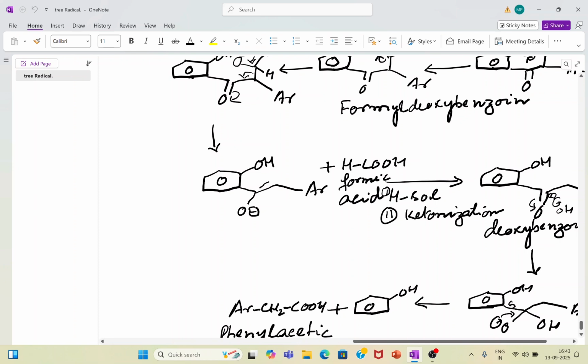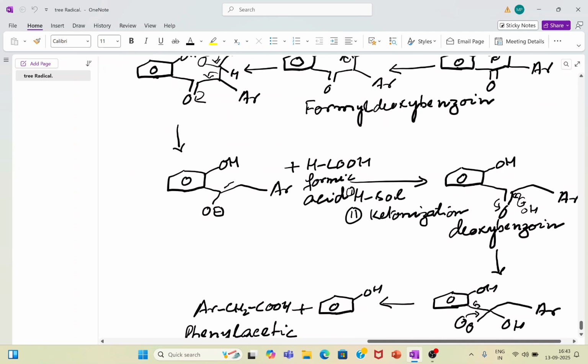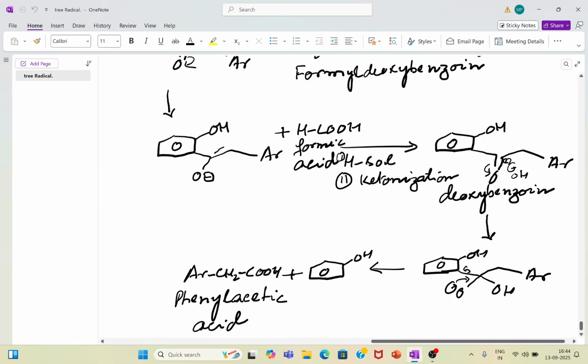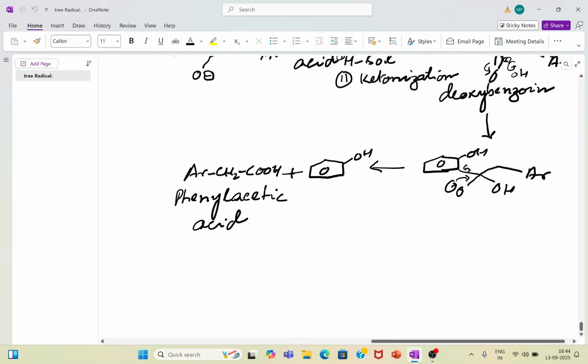And after liberation of the formic acid, it will give you the deoxybenzoin, this one. And deoxybenzoin again undergoes degradation, and then it will give you this type of moiety. And finally, you will get the phenyl acetic acid, and the phenol is your last product. In this way, you can say that the flavone molecule is degraded. These are the simple methods by which you can move for the structural elucidation.